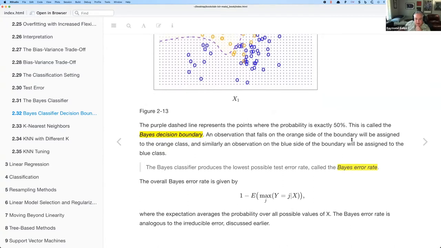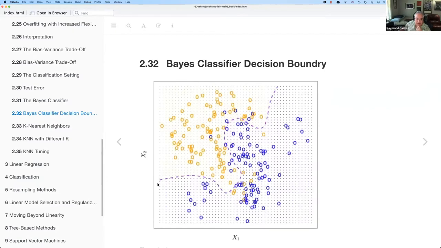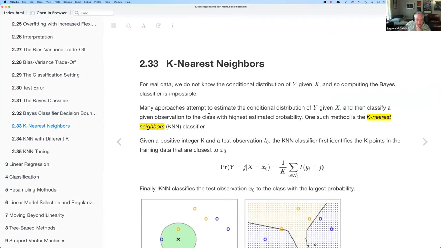The Bayes error rate is like the lowest possible error that you can get, based off of the expectation. So it's the best possible performance you can get. And your goal is to try and come up with the purple line, or the best way to define the two data sets or the two subgroups.